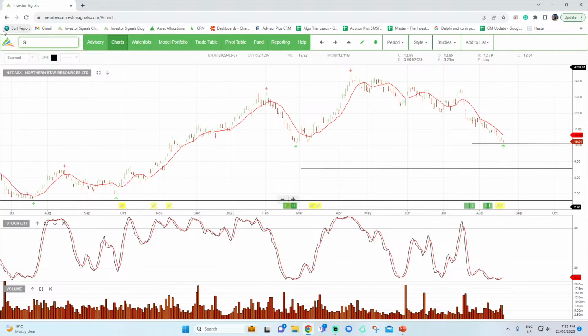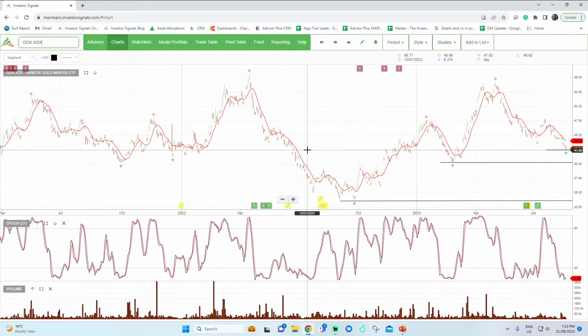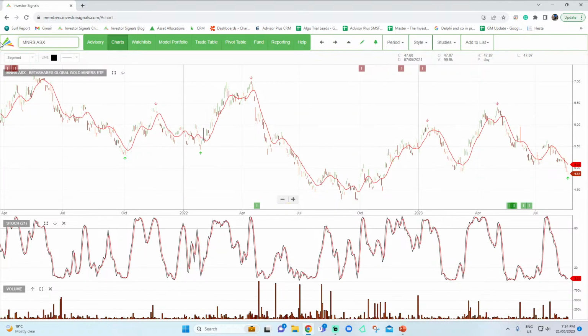Outside of individual stocks, let's look at the ETFs. So GDX is the gold miners. The fundamentals are setting up for gold to be a buying opportunity. So let's give you two there to look at, GDX or MNRS, which is the Beta Shares Global Miners ETF. So $4.80. Again, you could start accumulating it now, or just wait for the momentum to reverse and it go above the moving average.